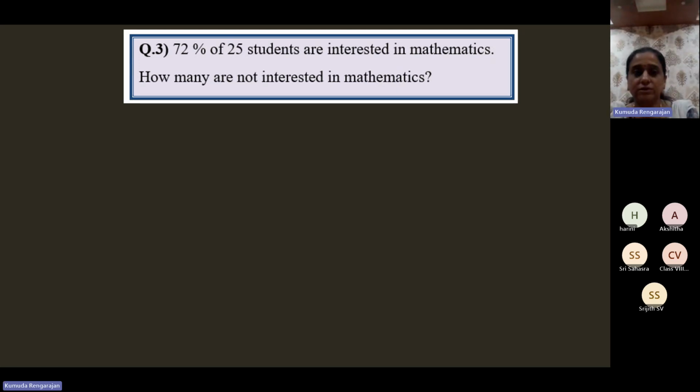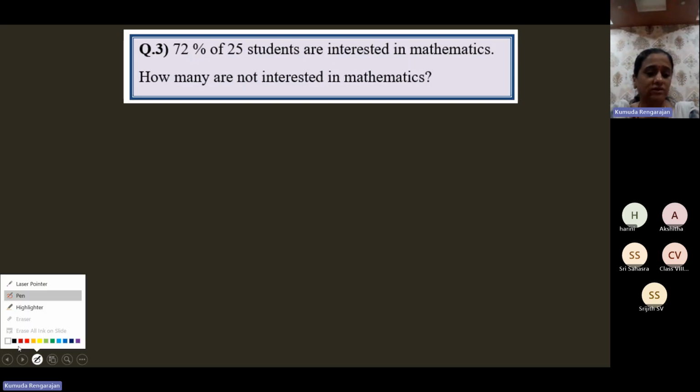Listen very carefully. 72% of 25 students. So totally there are 25 students. Now 72% of 25 students are interested in mathematics. There is a group of 25 students, but not all of them are interested in mathematics. Only 72% of the 25 students are interested in mathematics. The question is, how many are not interested in mathematics?